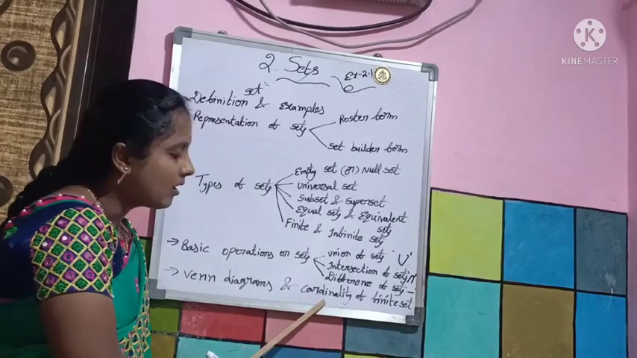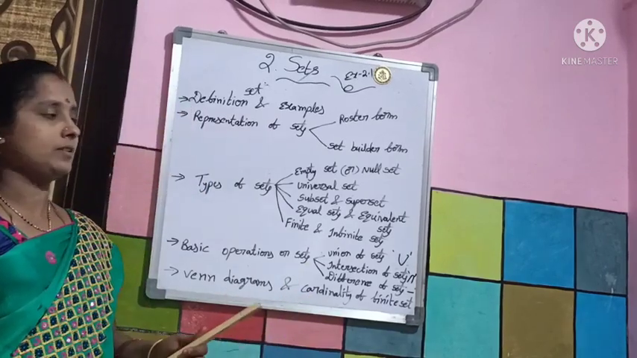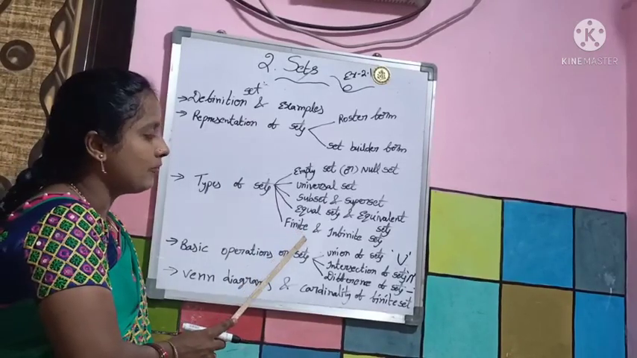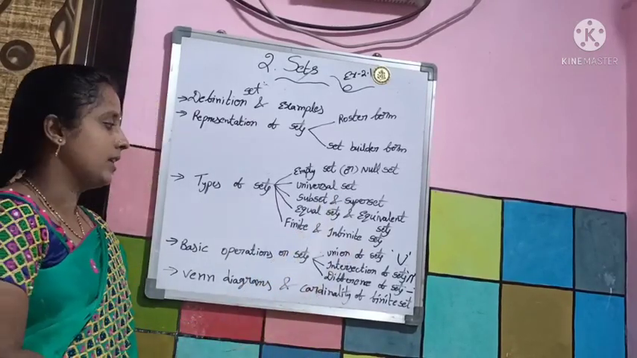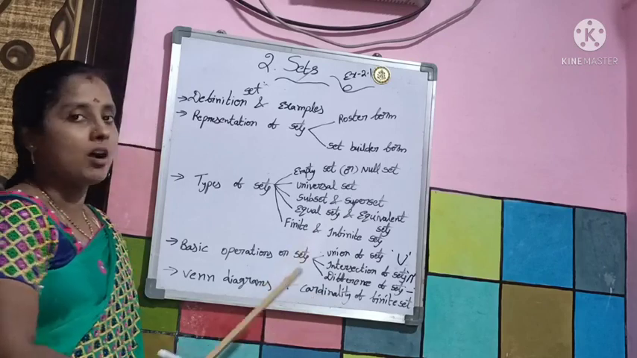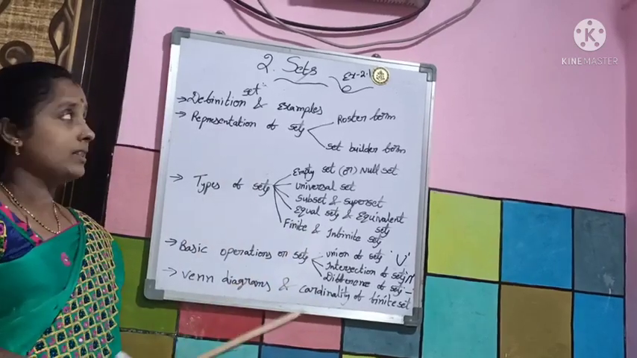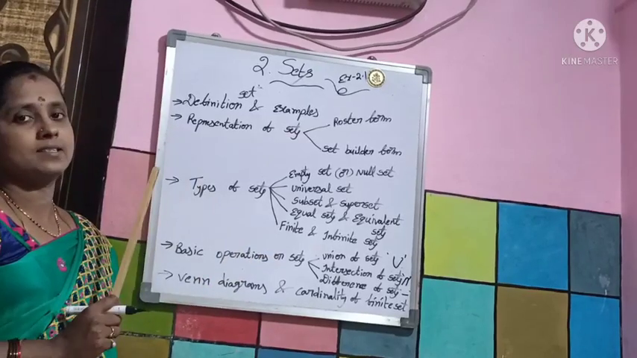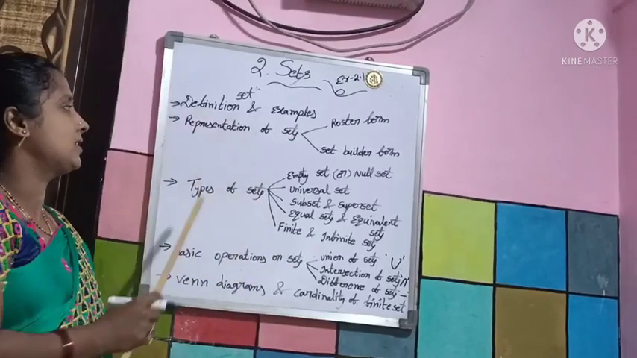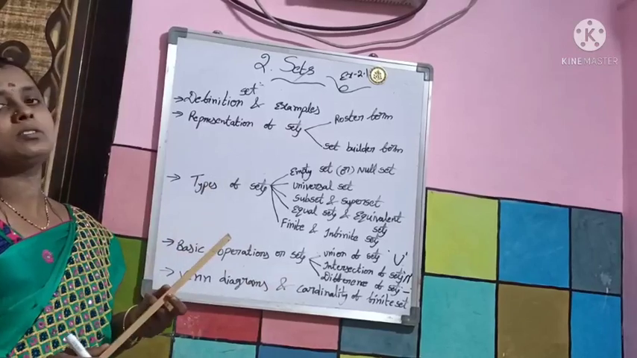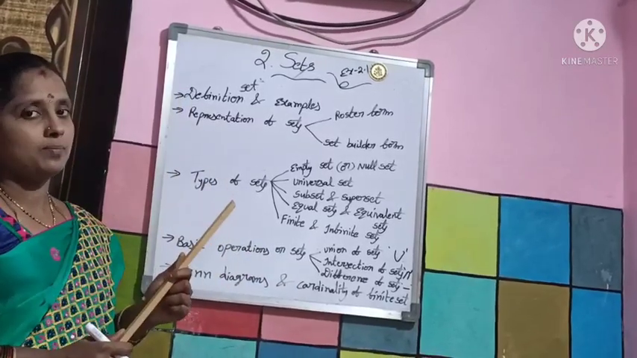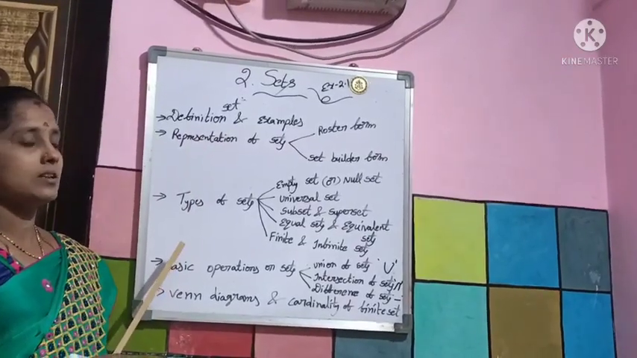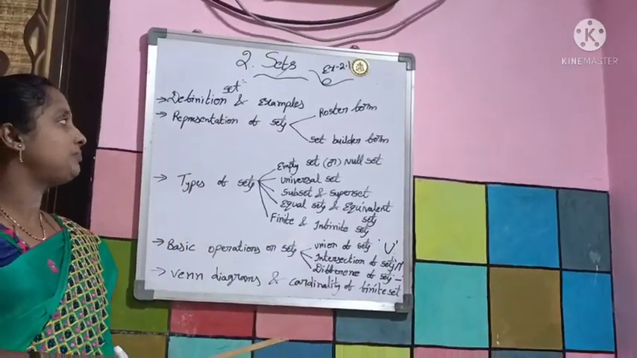Next, cardinality of finite sets. In types of sets, there are finite and infinite sets. We find out the cardinality of a finite set. This is the structure of the sets topic. We learn about the sets chapter. These types of questions are problems we solve.